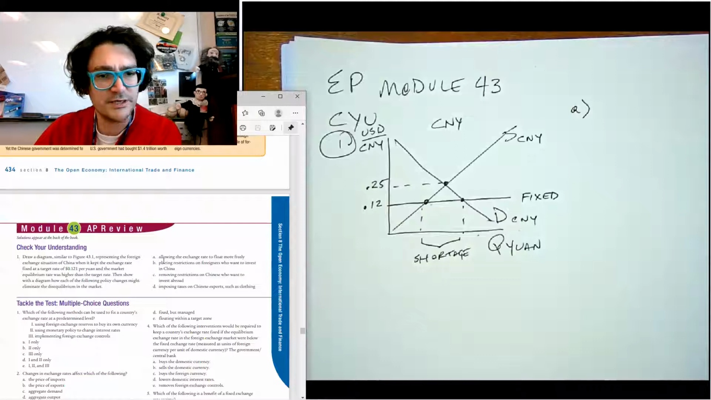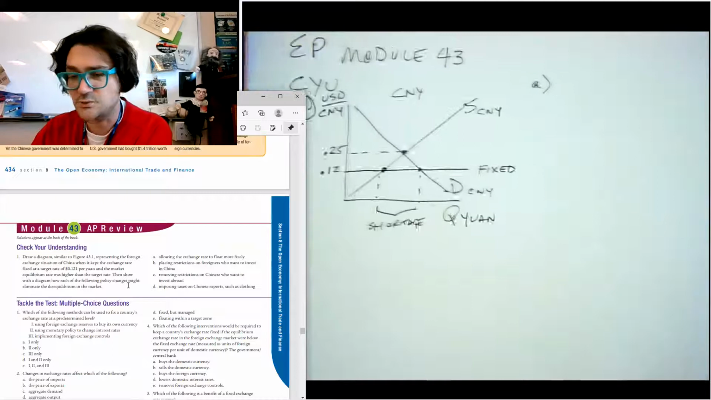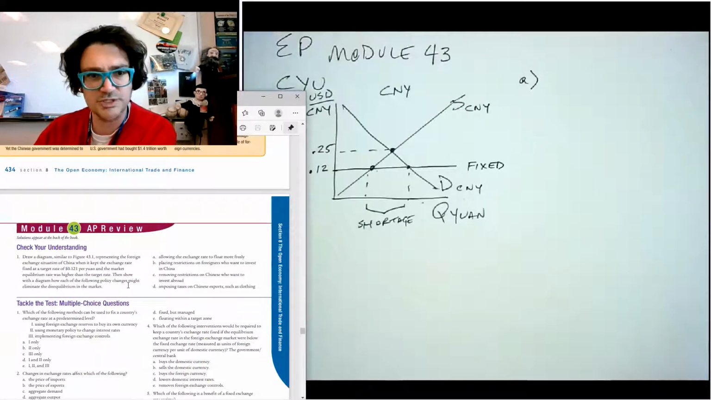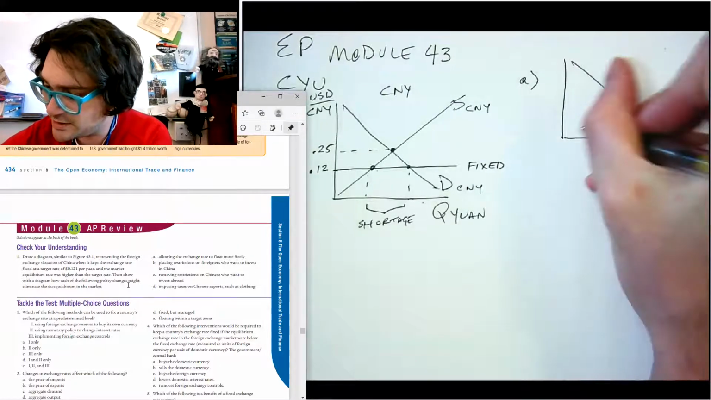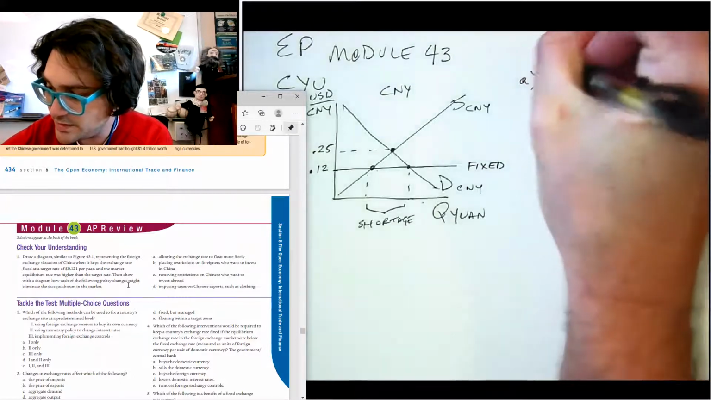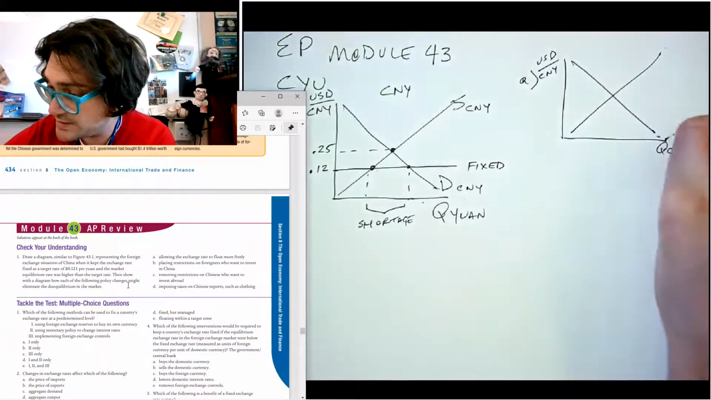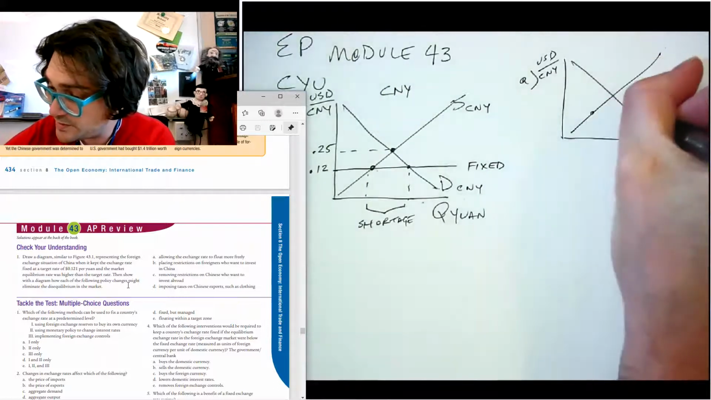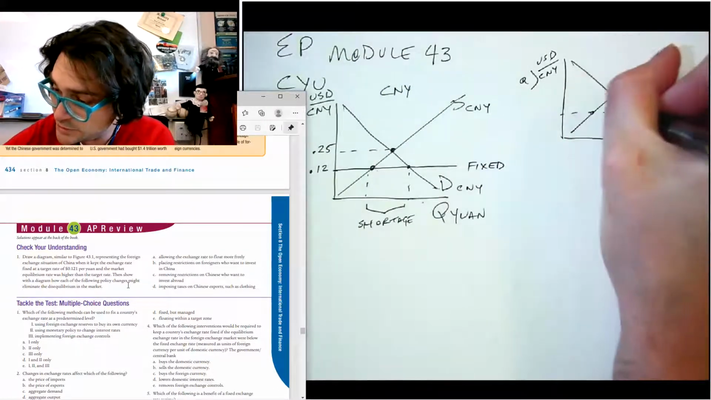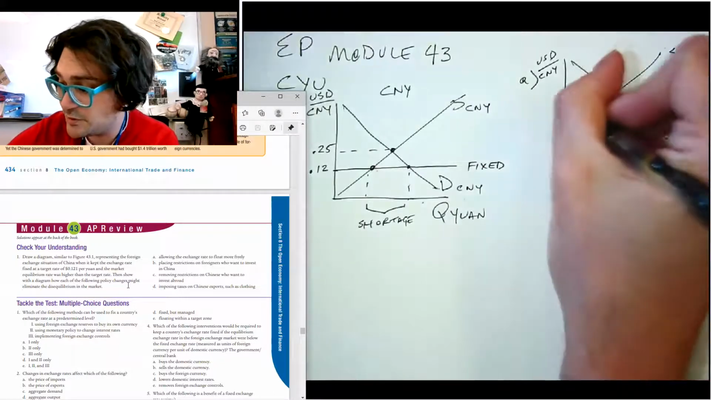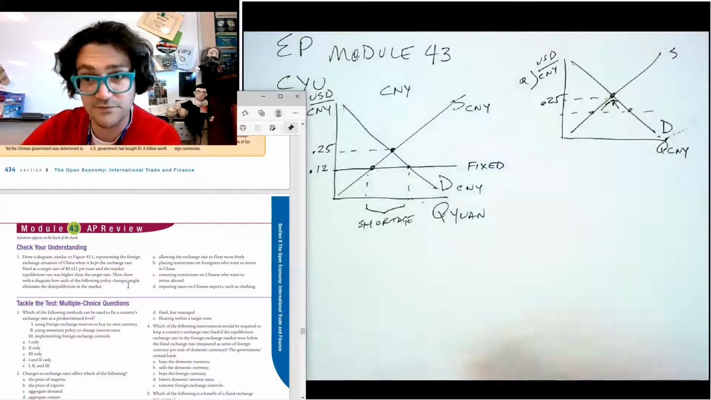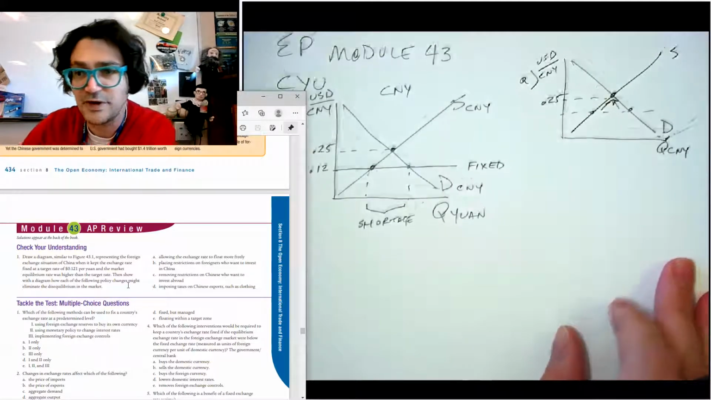So how would these different scenarios change the picture that we've drawn? We're going to redraw some other sketches to show what each would do. Allowing the exchange rate to float more freely would basically cause the equilibrium to result. You would go from whatever that was up to the equilibrium of supply and demand, so the new rate would be 0.25. That would solve the shortage, if you just stopped interfering.